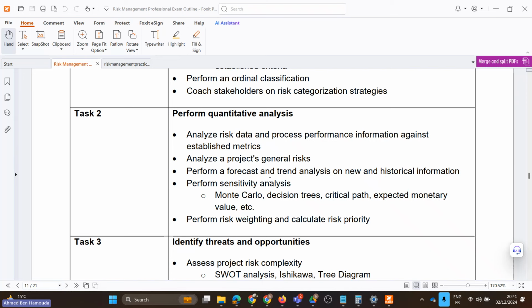content about Monte Carlo, decision tree analysis, also establishing a relationship between the risks and the critical path or the activities on the critical path, the expected monetary value analysis, which is quite important in order to determine the reserves which should be set aside for the identified risks in case they materialize. Okay. And also, performing weighting and calculations in order to determine the risk priorities. Okay, so this is the quantitative risk analysis.